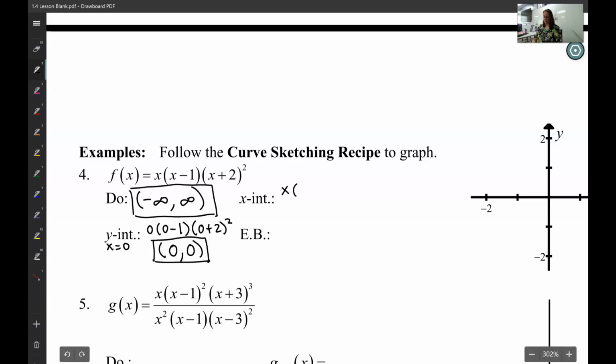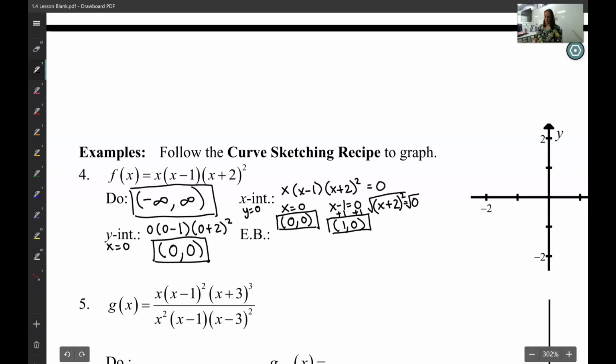For x-intercepts, this is where I set the entire equation equal to 0. So y equals 0. To do this, I would take each factor and set it equal to 0. So this one, that's already 0. Awesome, let's write it as a point. This one, I get x equals 1, so 1 comma 0, write it as a point. This one, I can square root first, so I get x plus 2 equals 0, so then I get x equals negative 2, comma 0, and that's my point. So those are all my x-intercepts.